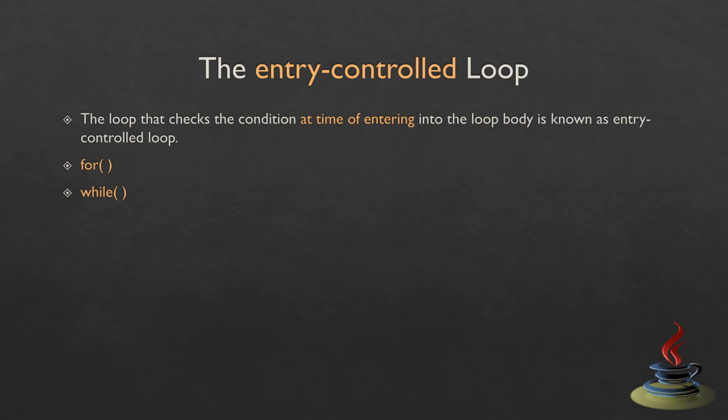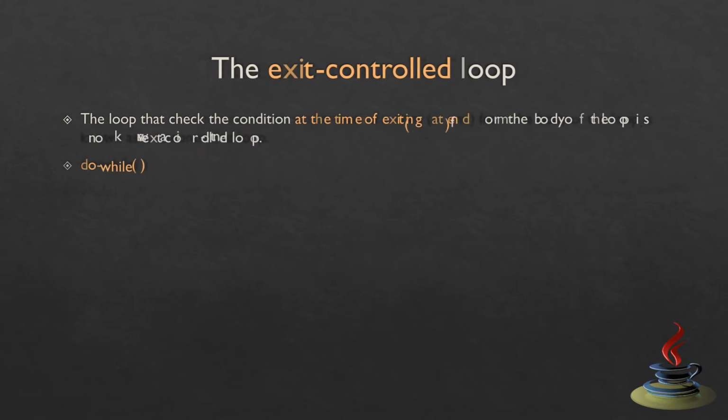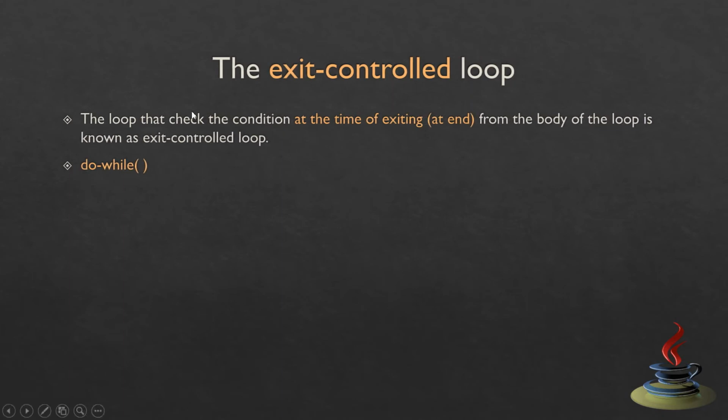Okay, if you go for the exit control loop, then the loop that checks the condition at the time of exiting, or at the end of the body of the loop, is known as an exit control loop. That means do while comes under this category.